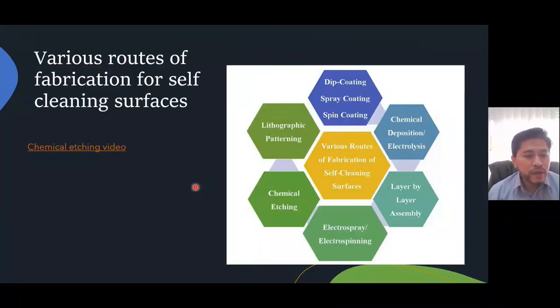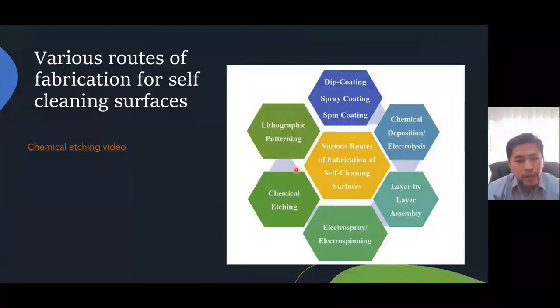So in the figure here, we can see various routes of fabrication for self-cleaning surfaces. We have dip coating, spray coating, and spin coating. We have chemical deposition, electrolysis, layer by layer assembly, electrospray, electrospinning, and chemical etching, also known as chemical milling or photo etching, a subtractive sheet metal machining process which uses chemical etchant to create complex and highly accurate precision components from almost any metal. And then we have lithographic patterning, a method of transferring a two-dimensional pattern to a flat substrate.